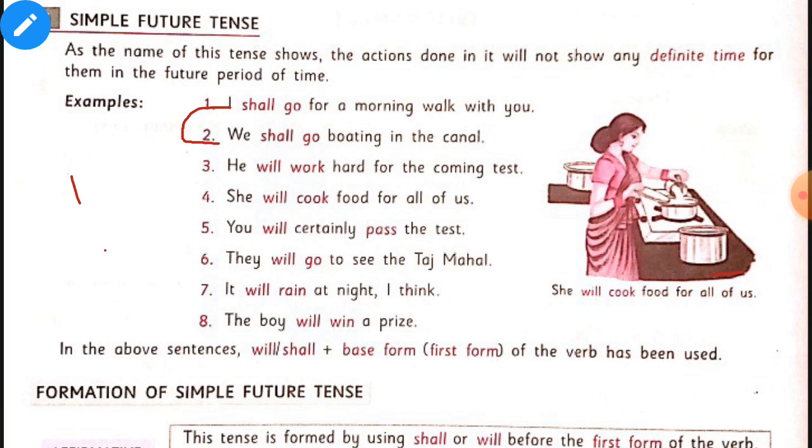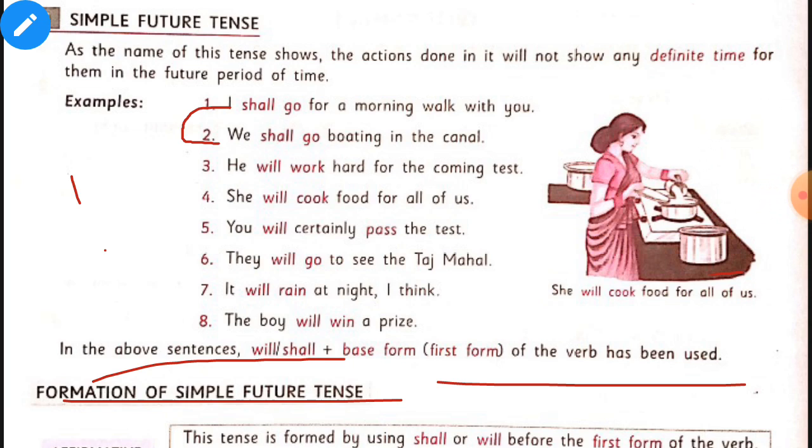In the above sentences, will or shall plus base form, means first form of the verb, has been used. Okay children, in simple future or future indefinite, we use will or shall and the first form of the verb. Will is used with all other subjects besides I and we. With I and we use shall. Okay, now we will know about formation of simple future tense.